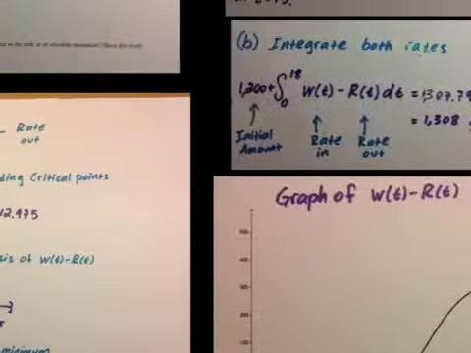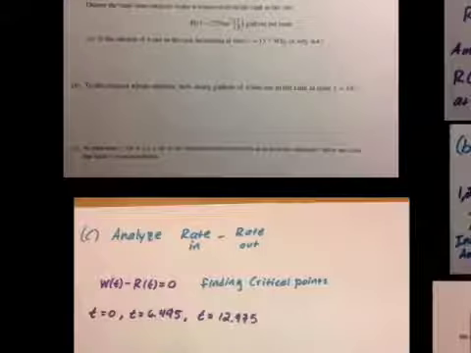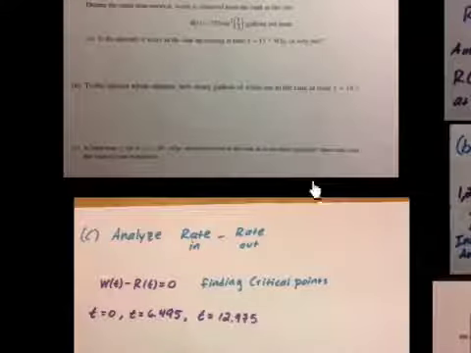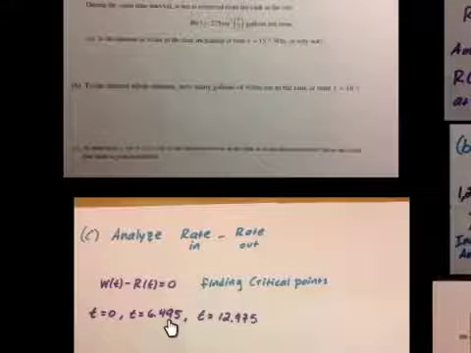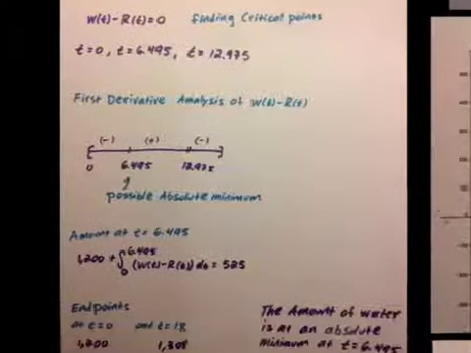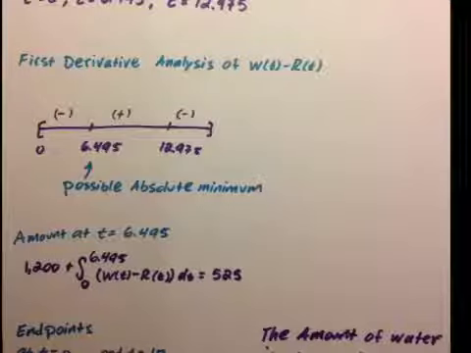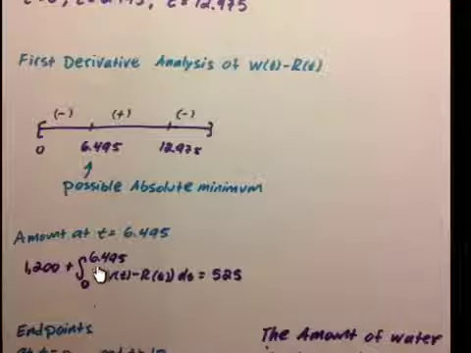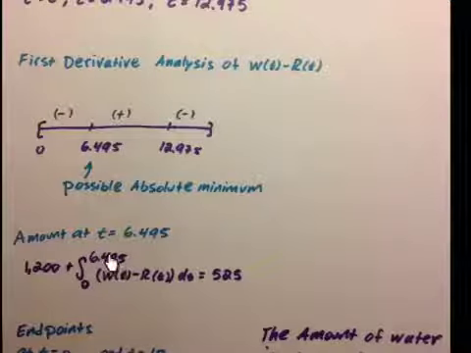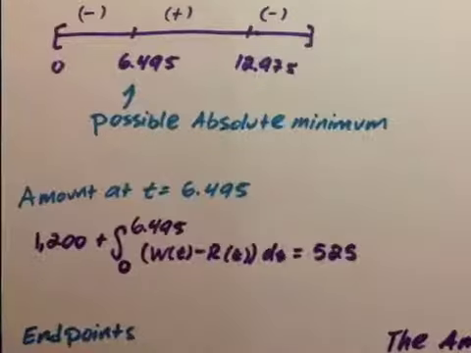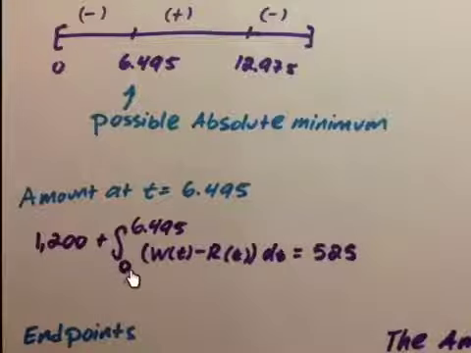But then to figure out which is the absolute minimum, you have to figure out which one of these values produces the least amount. Meaning, this is a possible candidate for a minimum. But now I got to figure out how much water there was in the tank at this critical point. So I kind of have to redo the stuff I did in part B. I have to integrate from 0 to this point and add the initial amount of water, and I end up with 525. So that's the amount of gallons, that's the amount of water that's in the tank at this time.